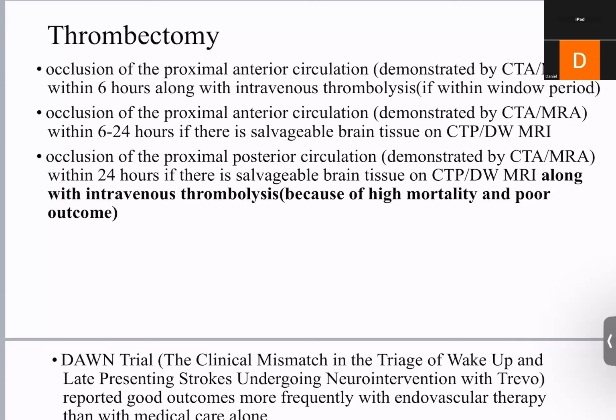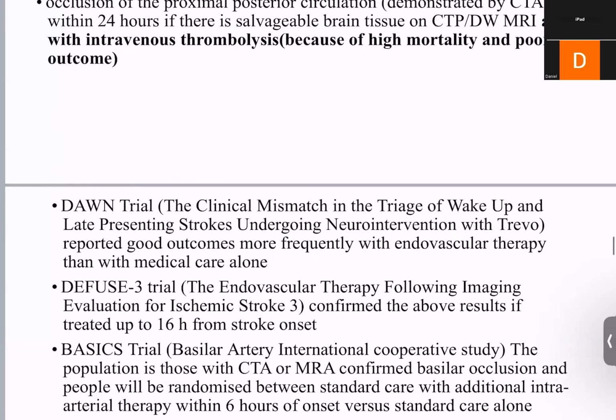For posterior circulation within 24 hours, if there is salvageable brain tissue on perfusion, in addition to intravenous thrombolysis, we can go for thrombectomy, because when compared to anterior circulation, the morbidity and mortality is higher with posterior circulation. So even though it is out of window period for thrombolysis, still if there is salvageable brain tissue, even up to 24 hours, we can try both thrombolysis and thrombectomy, is what is the recent concept.